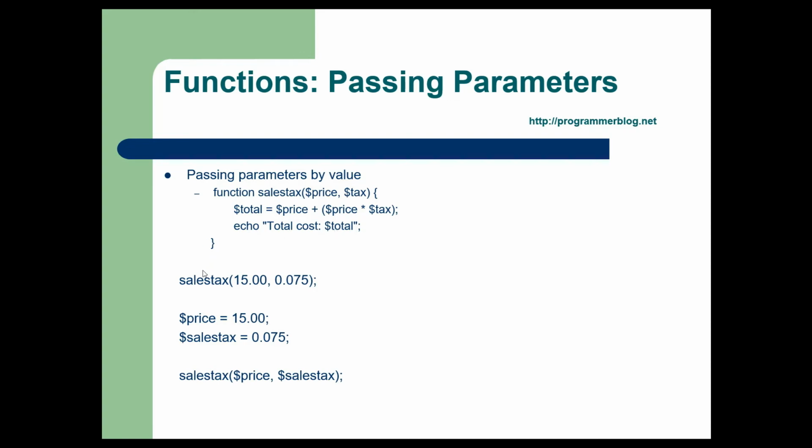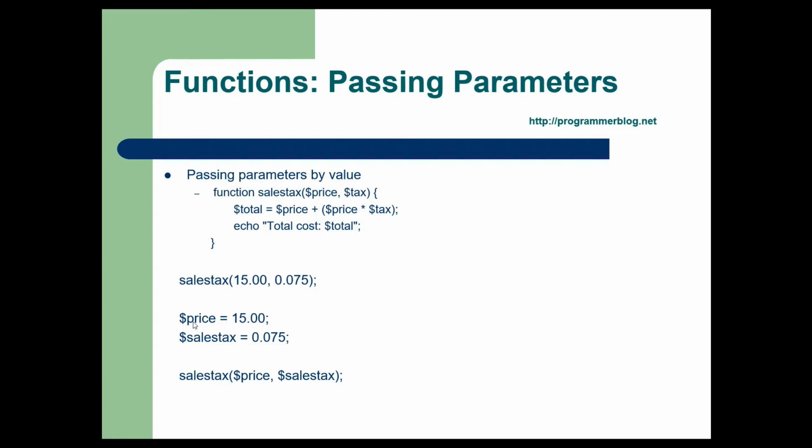And outside of the function body, we are calling the function with two parameters. First is price and the second is tax. So the first parameter value will be assigned to the $price variable, while the second parameter value will be assigned to $tax. And this will call the function and print the result.